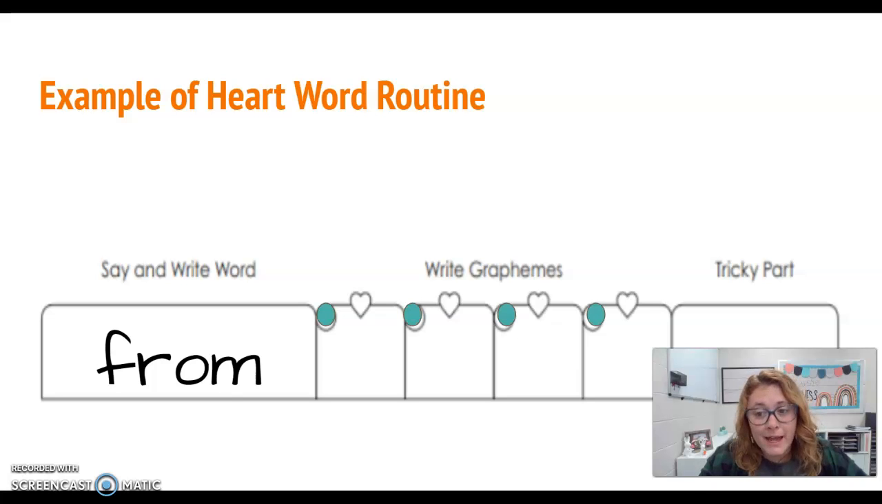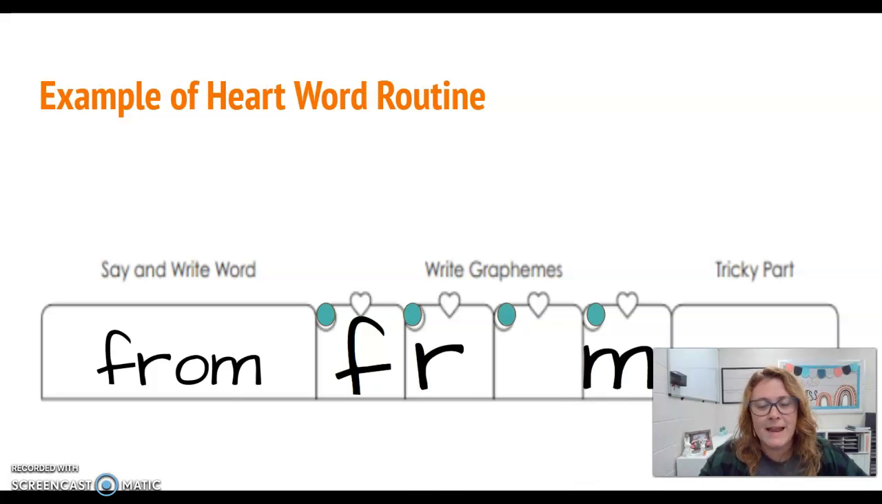Next, I know again that my vowel is usually my tricky sound, so we know how to spell s. We know how to spell r. And we know how to spell the last sound m. Now that vowel sound in from is actually spelled with the letter O. This is the part we need to know by heart. Everybody, what's the tricky part in from? You're right, it's the letter O.